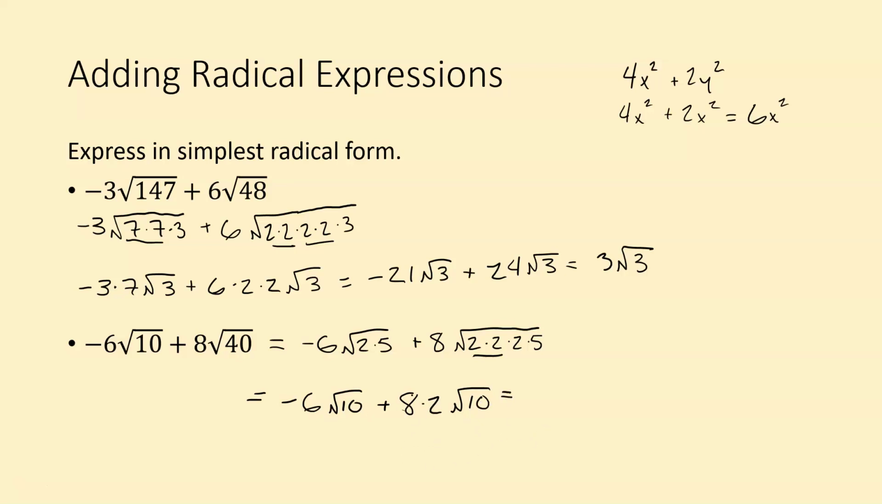First I need to multiply this 8 times 2. Always follow your order of operations. So negative 6 root 10 plus 8 times 2 is 16 root 10. So negative 6 plus 16 gives me 10, and I just include the root 10 on the end. So the answer is 10 root 10. All right, make sure you have this example down.